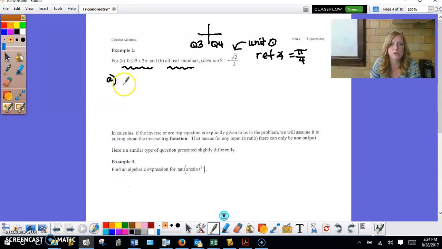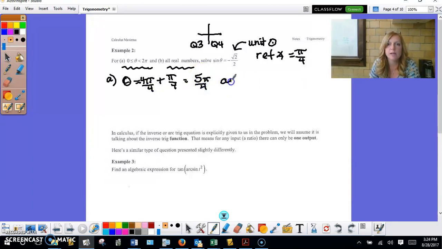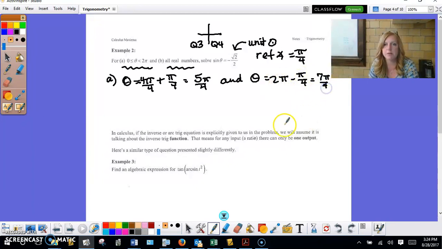So for A, it's pretty straightforward. I know in quadrant 3, remember it was pi plus the reference angle. So an answer is going to be pi plus pi over 4, which is 4 pi over 4, remember your common denominator. And so one answer is going to be 5 pi over 4. And the other answer, if you're in quadrant 4, I'm going to do 2 pi minus pi over 4, 6 pi over 4 minus pi over 4. Sorry, not 6 pi over 4. 8 pi over 4 minus pi over 4 is 7 pi over 4. So my two answers for this basic trig equation between 0 and 2 pi would be 5 pi over 4 and 7 pi over 4.